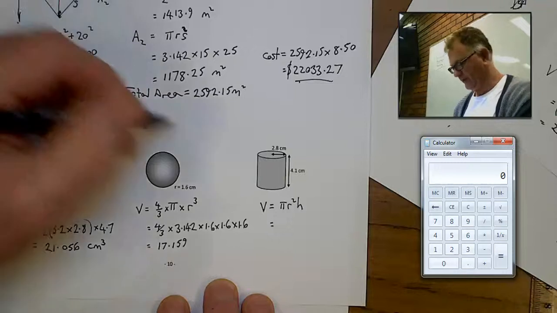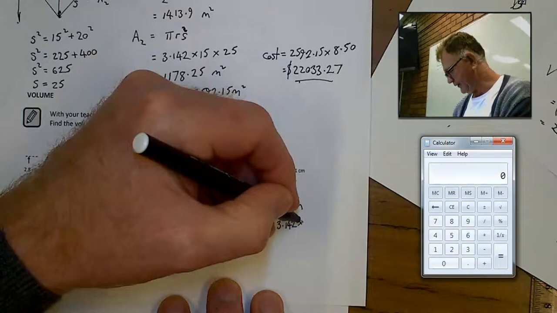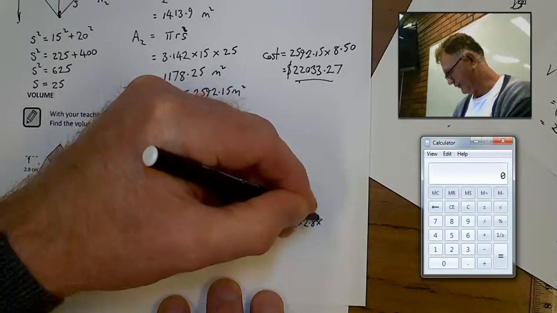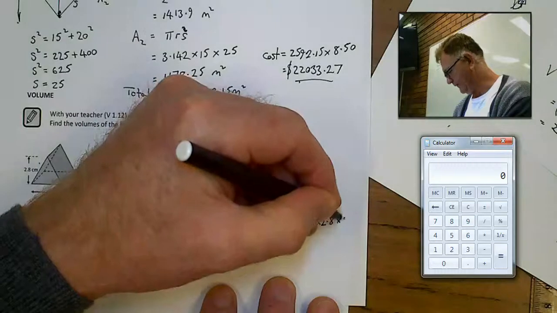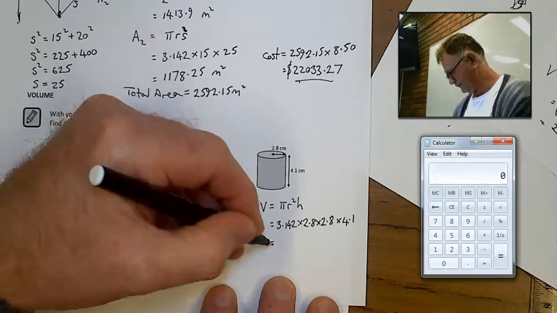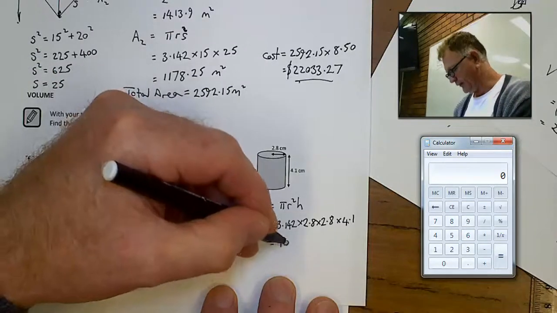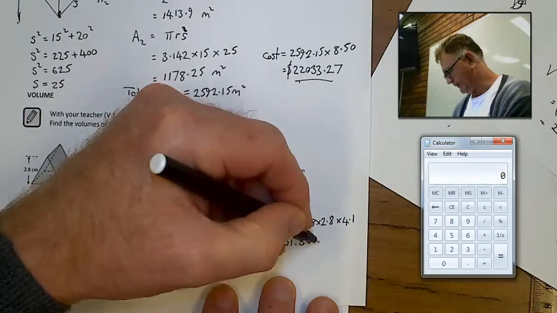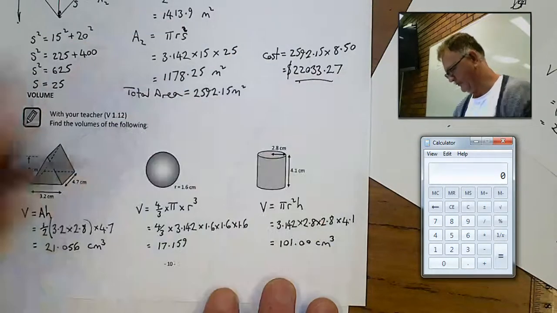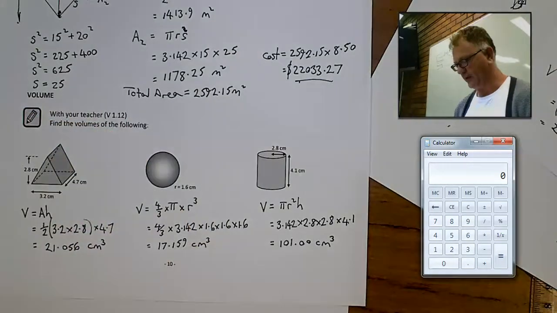So we've got 3.142 times the radius, which is 2.8 squared, times it by itself, times a height of 4.1. Do all the multiplications. This works out to be, by the time you've rounded it up, 101.00 centimetres cubed for a volume. Oh, and I forgot to put in my units here. Make sure they're always units cubed when you're talking about a volume.